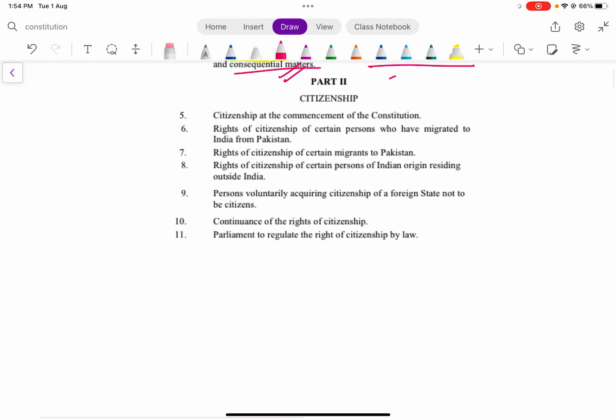Now part 2, citizenship, very important. Article 5 says citizenship at the commencement of the constitution. So whenever the word commencement comes, just remember Article 5. Then we have 6, right of citizenship of certain persons who have migrated to India from Pakistan. There is a date you should remember. Then right of citizenship of certain migrants to Pakistan. Then right of citizenship of persons of Indian origin residing outside India. This again is important: OCI holders. Whenever the word overseas citizens is there, you should always remember Article 8.